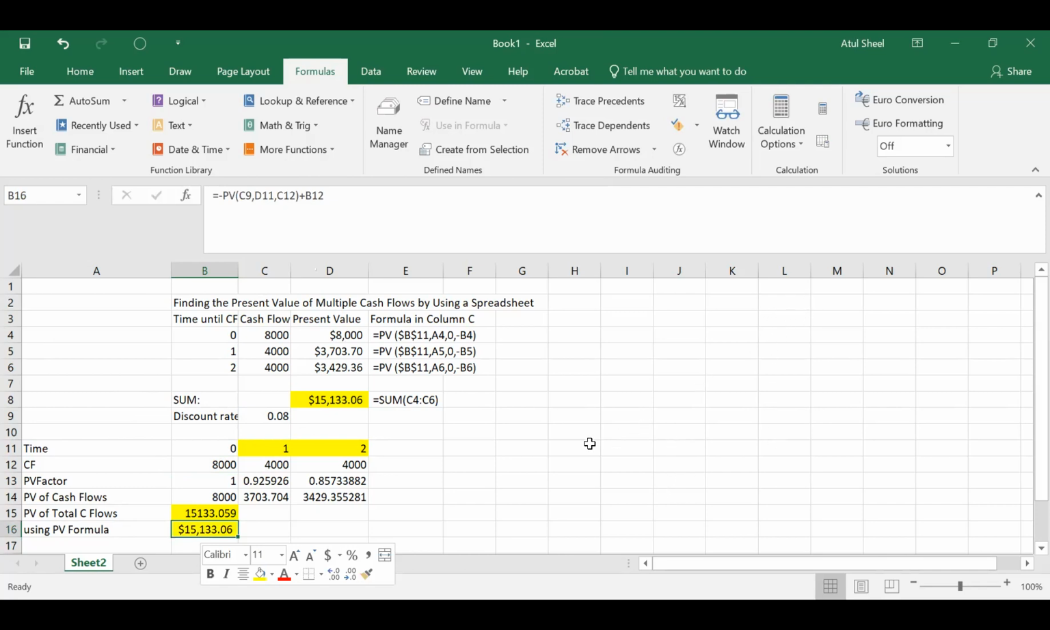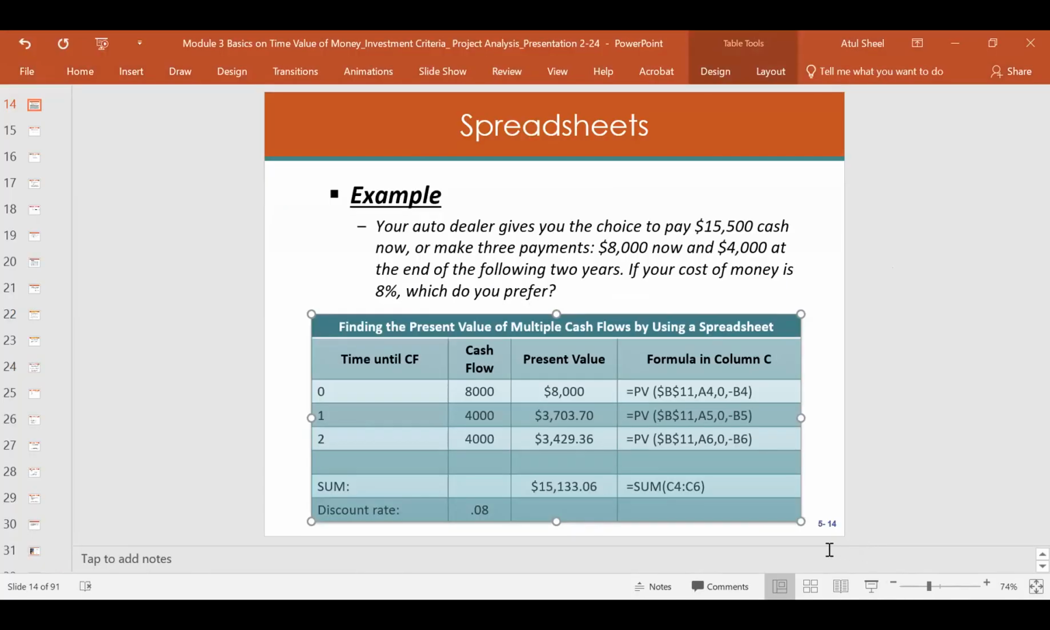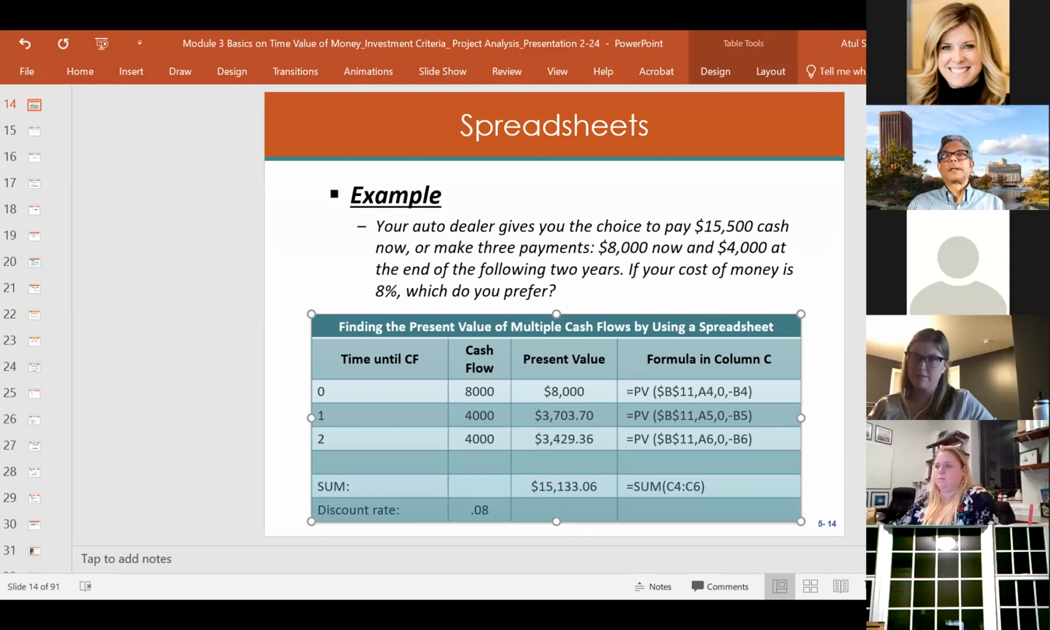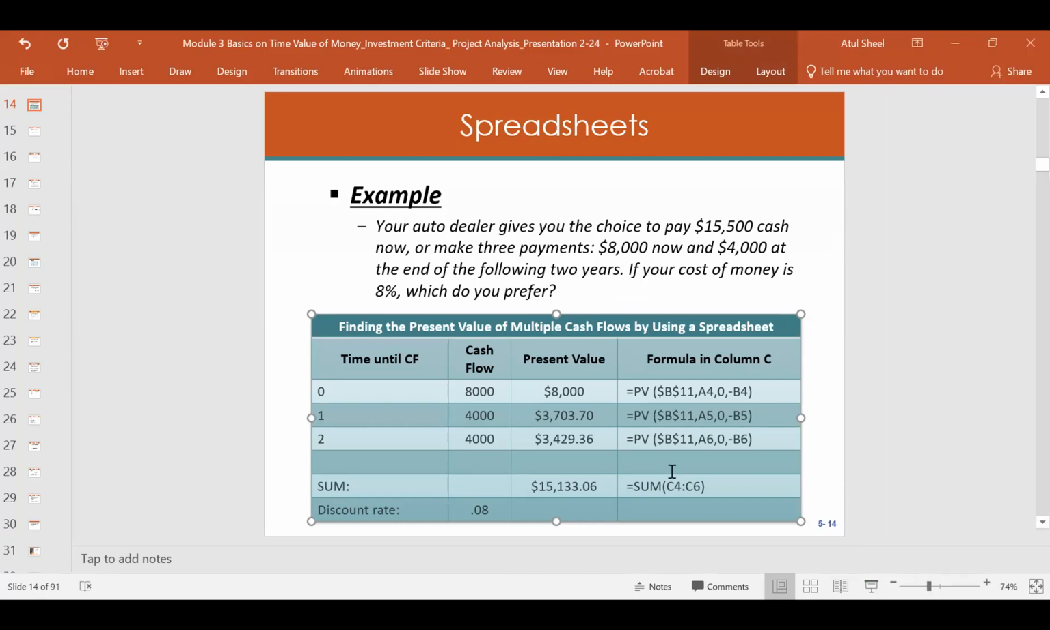And I will go back to the PowerPoint slides and continue from here. Can you see the slides now? The PowerPoint? Thank you. So this is how to do it on a spreadsheet. I showed it to you.